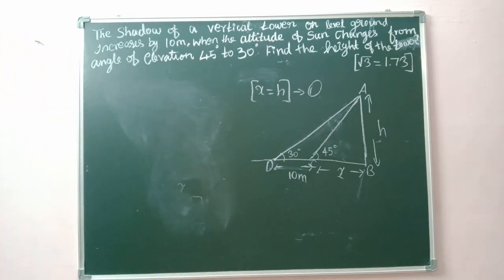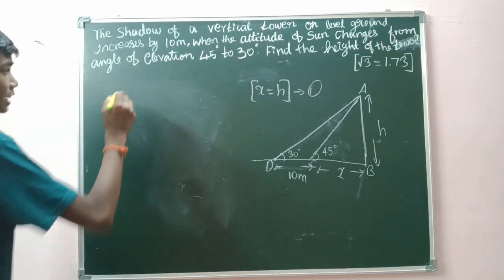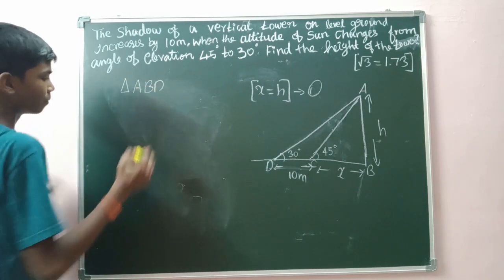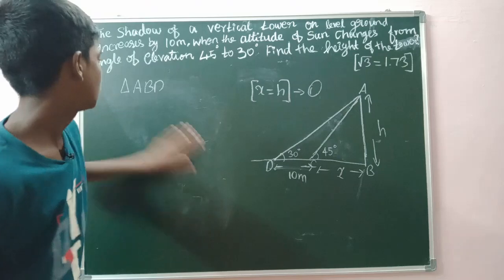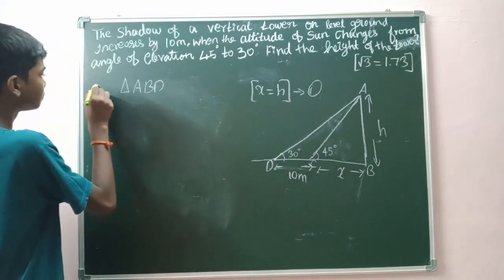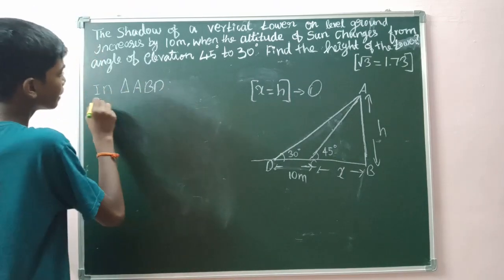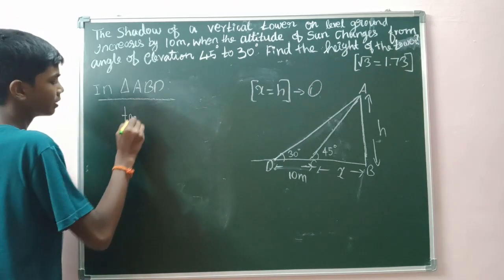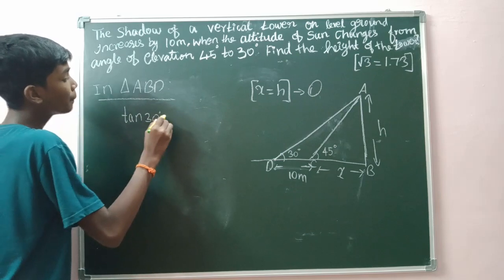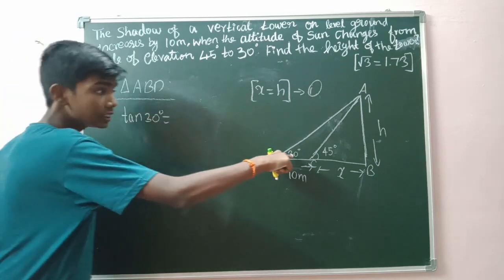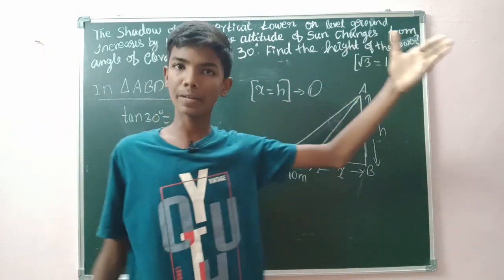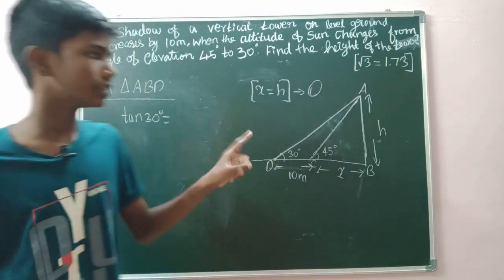Okay. So now let me talk about the bigger triangle, that is triangle ABD. So in triangle ABD, let me find out the value of tan of 30 degrees. So what is tan of 30 degrees for the bigger triangle, whose angle of elevation is 30 degrees, when the shadow changes by 10 meters? Correct or not? That is what I am saying.